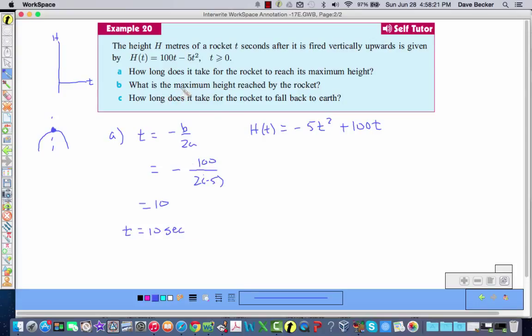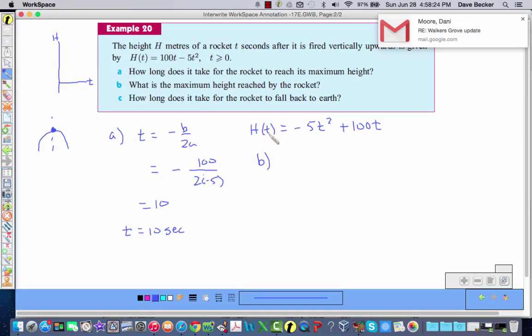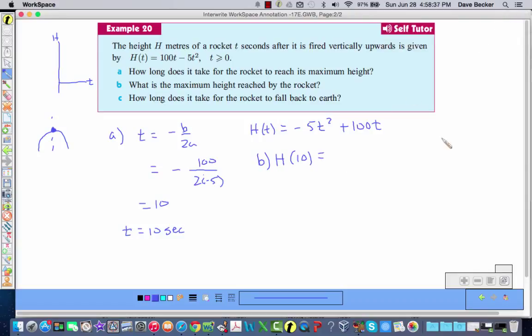What is the maximum height? Well, here I just have to evaluate h of t, because this gives me the height. And I know that it occurs at 10 seconds, so I just have to find h of 10. That is going to be negative 5 times 10 squared plus 100 times 10, which is negative 500 plus 1,000. So that is going to be 500 feet. So in 10 seconds, the rocket reaches its highest height of 500 feet.